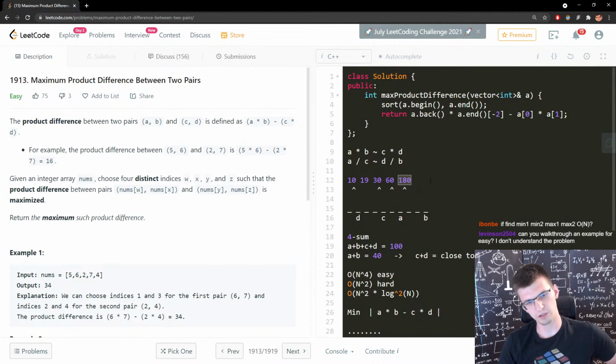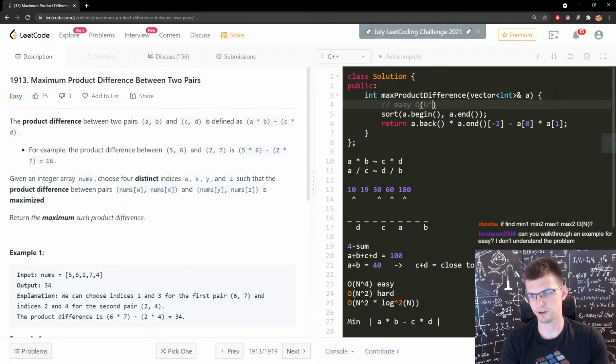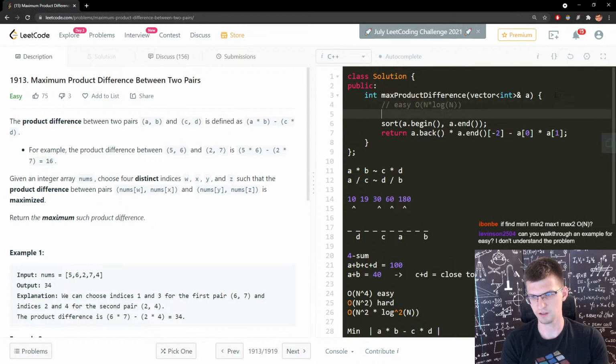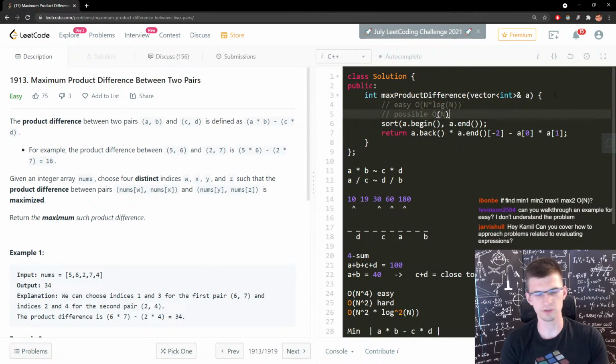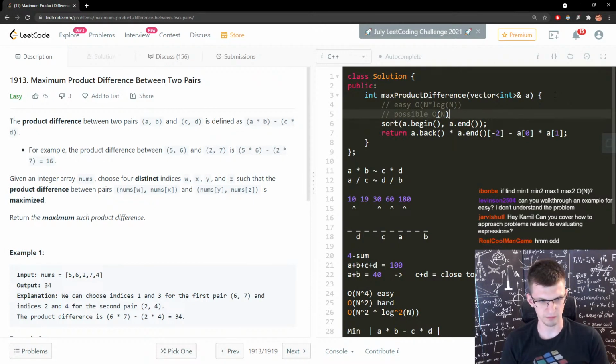Yeah, that's true that we can do this in linear time. So here I solved it easily in n log n, this problem on the left. This is easy, O of n times log of n. Possible O of n, sure, because we can find two maxima and two minima in linear time.